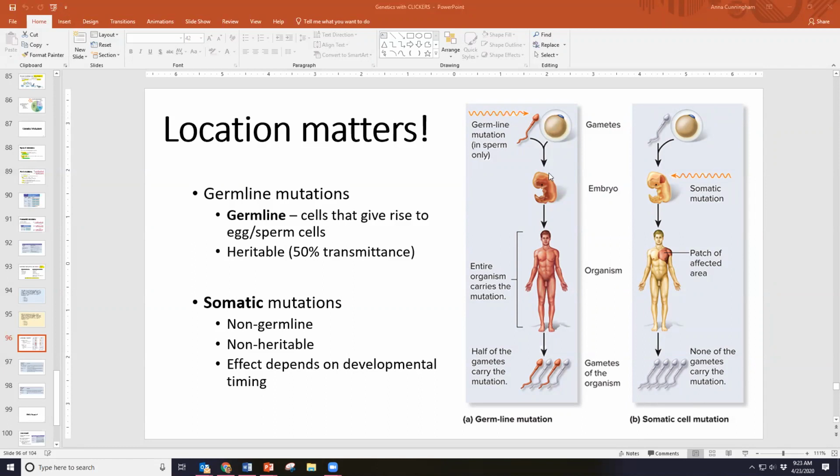So I have a question. Does the egg screen sperm for mutations when a sperm is trying to enter the egg? No, that's a great question. And the answer is no.